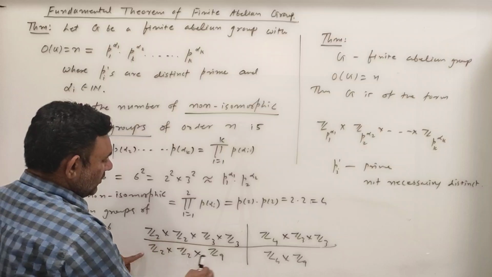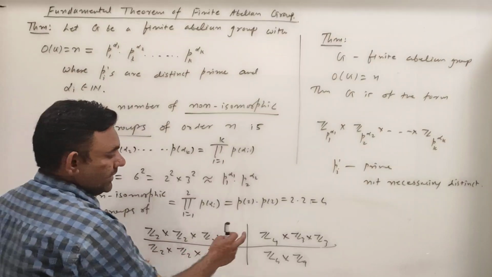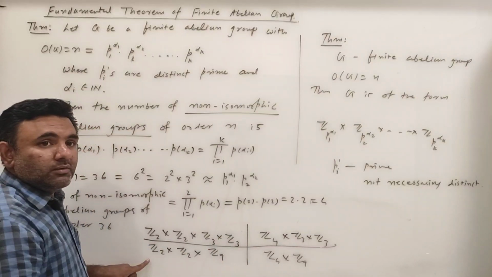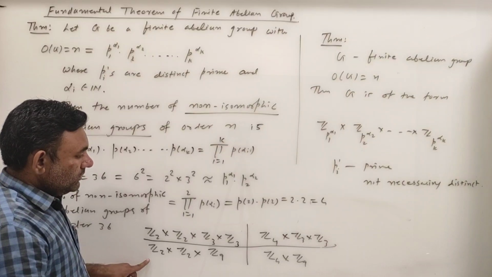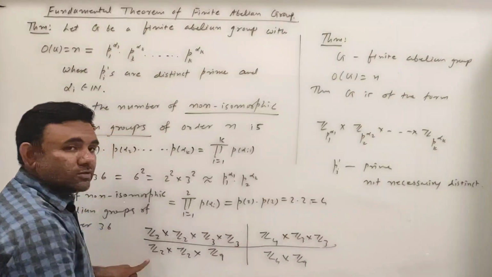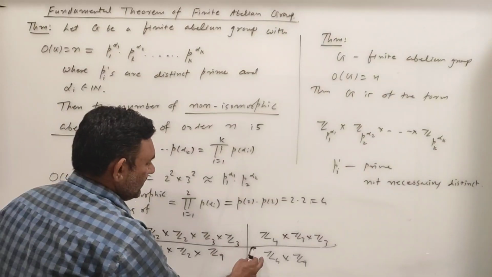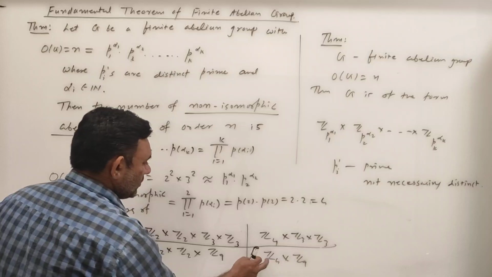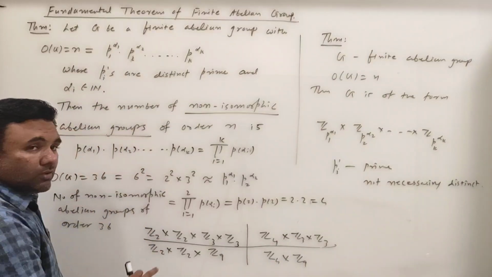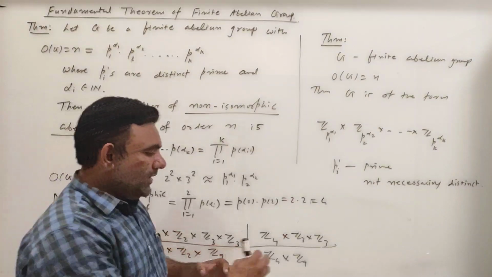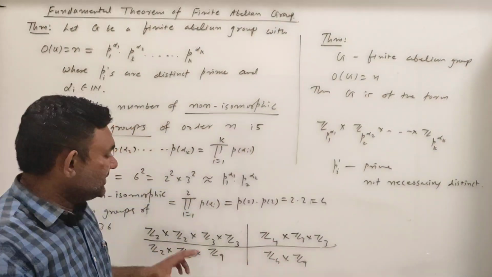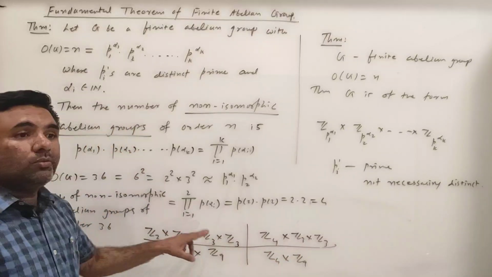Here there is no element of order 4. यहाँ पे 4 ऑर्डर का एलिमेंट नहीं है, यहाँ पे 4 ऑर्डर का एलिमेंट है, right? And so this group and this group are not isomorphic. Now these two will not be isomorphic because here there is an element of order 4, but here there is no element of order 4, right? तो मतलब ये जो चारों ग्रुप हैं वो एक दूसरे के साथ आइसोमॉर्फिक नहीं हैं. So these are 4 non-isomorphic groups.